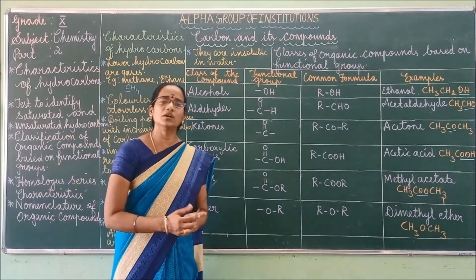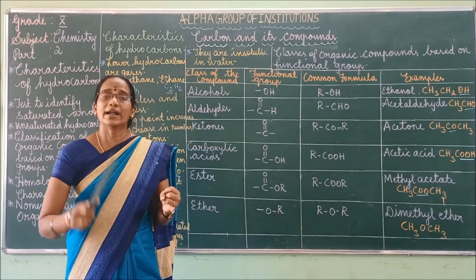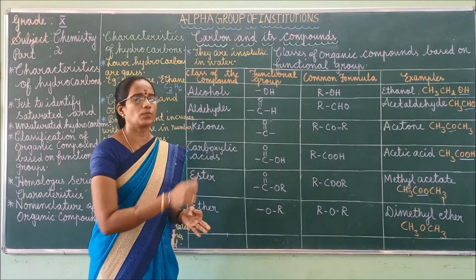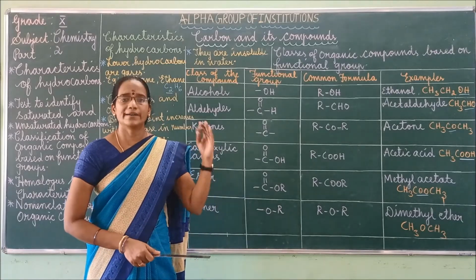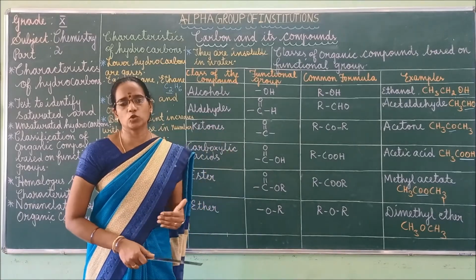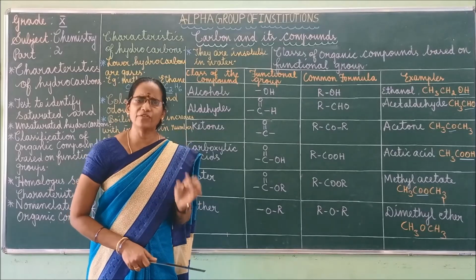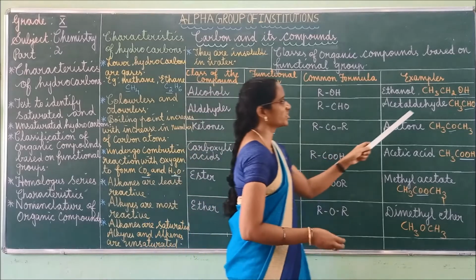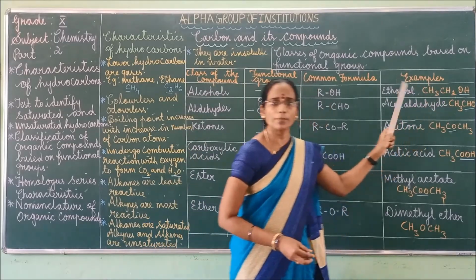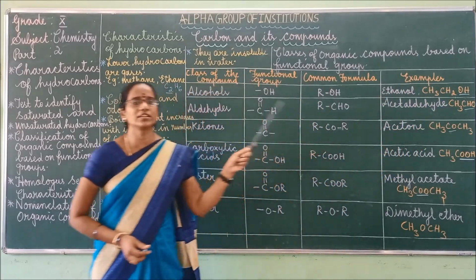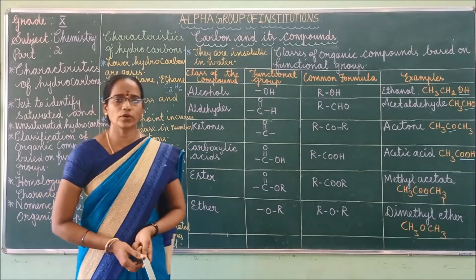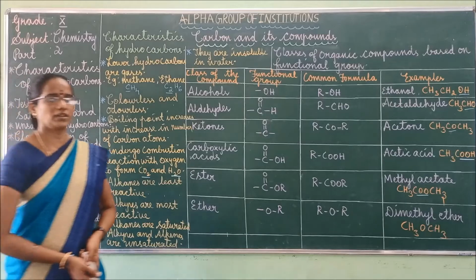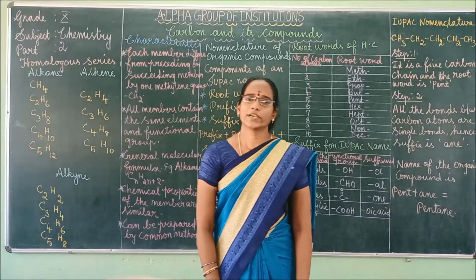So you have to learn the compound and its functional group, its general formula, common formula, and also you have to give examples. For each and every example, you have to mention the structure also, and the common formula also you have to write for each and every compound. So these things you can expect in the 1 mark question. Got it, children? Okay, children.